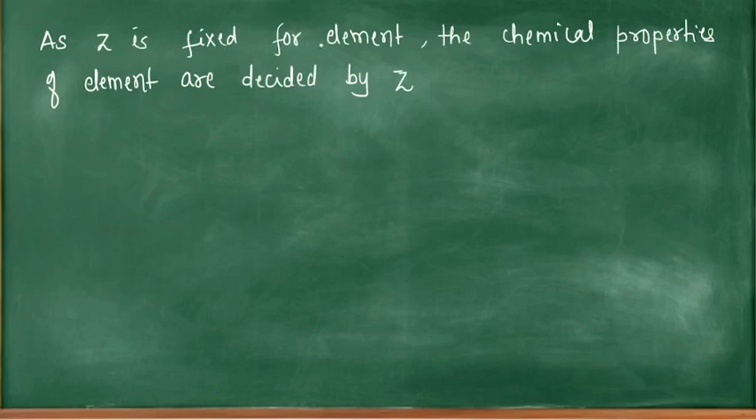So as Z is fixed for an element, the chemical properties of an element are decided by Z. Chemical properties depend on Z only. A multiple choice question can be asked on this point. Chemical properties depend on Z, not on neutrons, not on electrons. So the element can be identified by Z only.